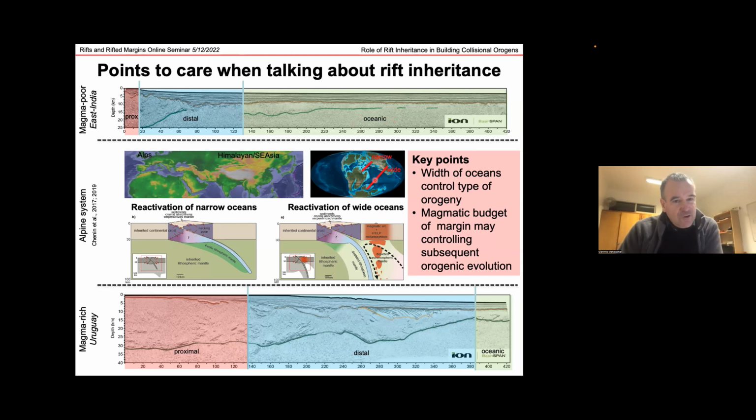If oceanic domains are wide, like for instance between India and Eurasia, you get big subduction zones, you get arcs, you destroy the upper plate, and you only keep the rift inheritance in the downgoing lower plate, so in the Indian plate. Whereas if you have narrow oceans, like in the Alpine domain, you actually have the collision of margins, you do not have arcs, and you actually have a lot of inheritance.